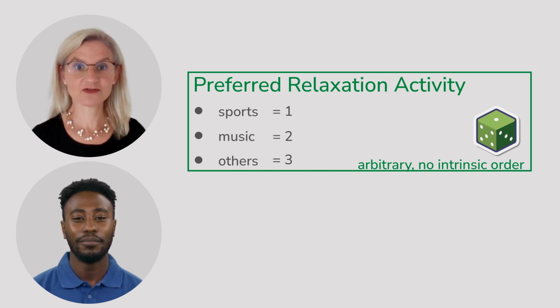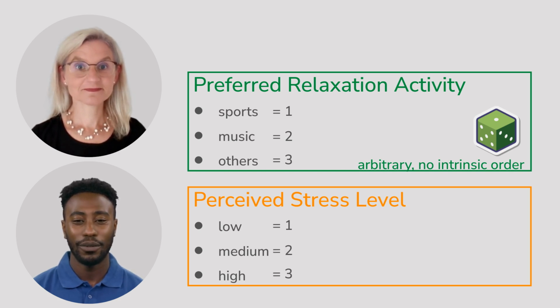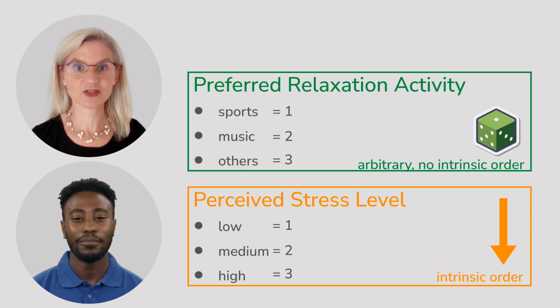Why don't you try it yourself for another variable? Let's say stress level. Okay, we could ask students how stressed they feel and use 3 categories: low, medium, and high. To analyze them, we could assign numbers, for example, low equal 1, medium equal 2, high equal 3. Or we could even use low equal 10, medium equal 20, high equal 30. The numbers themselves aren't important. Good. But unlike relaxation activities, here the order is not arbitrary. There's only one logical sequence, from low to medium to high.